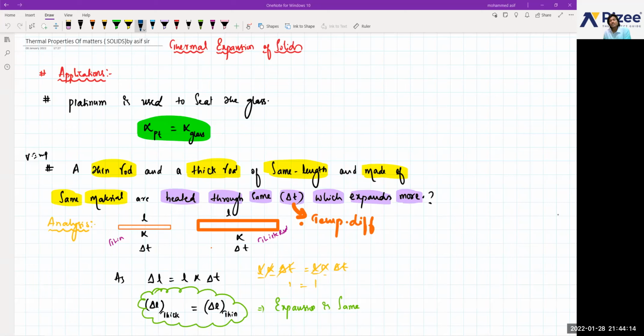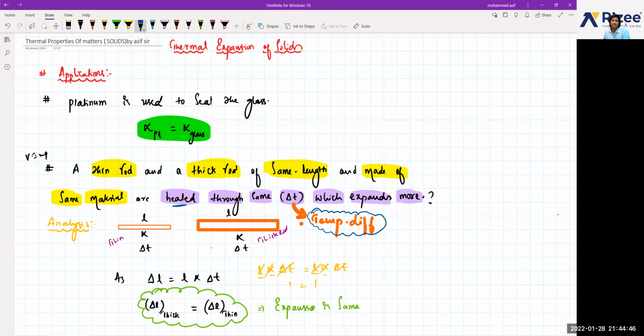See it. A thin rod and a thick rod of the same length and made up of the same material are heated through the same temperature difference. This word is very important here. They are being heated by the same temperature difference. Which expands more? Say this is a thin rod of length L, alpha, temperature difference delta T. This is your thick rod, length is the same L, same material alpha, temperature difference is delta T. That means expansion in this one is the same.